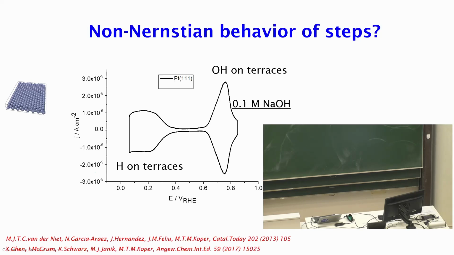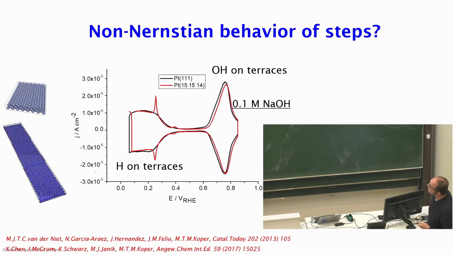Now you see the same voltammogram of platinum 111, but now in sodium hydroxide. And again, you see the peaks, hydrogen adsorption, OH adsorption. The shape of this peak has changed a little bit, but it's still in the same potential window. And now if we add step sites, and this is for a 15, 15, 14 surface, you can see that we have only one additional peak.